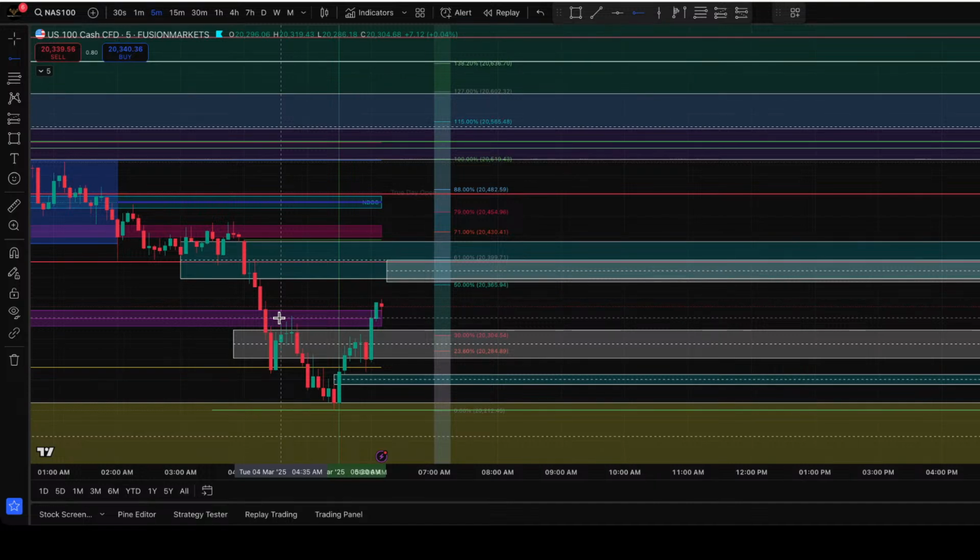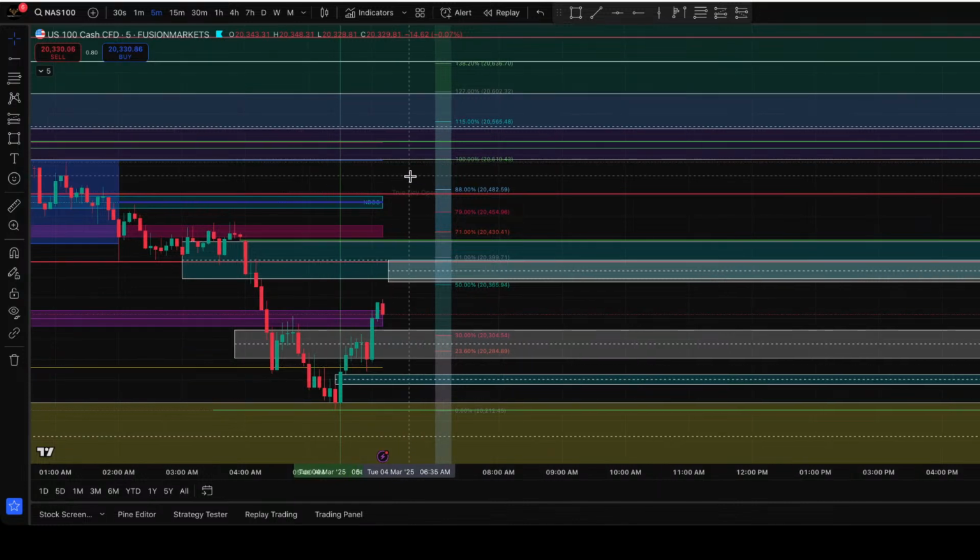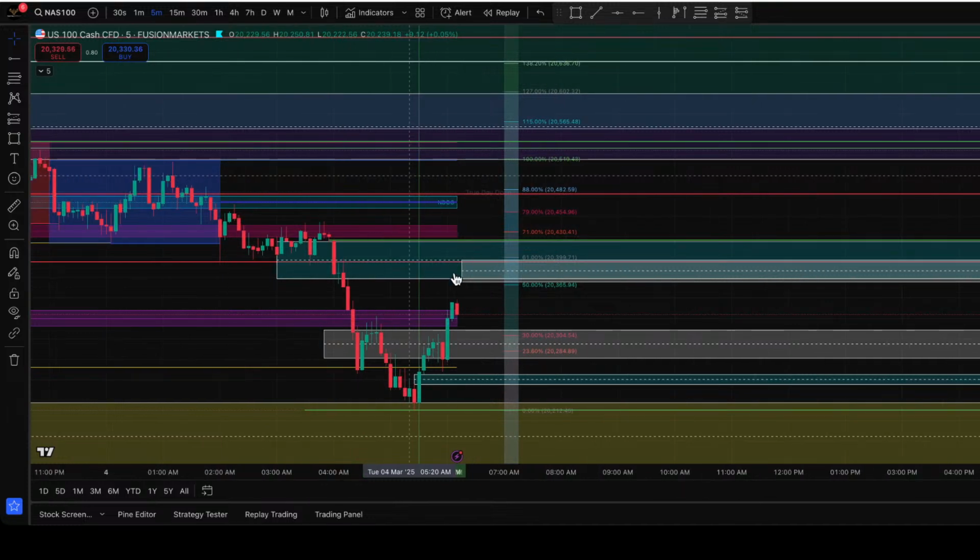Trying to find it right here. What's right there? Right above the green. Just paint it out so it's a little bit more clear. So there's our manipulation range. There's the high, there's the low. Let's see which one gets run first. If we run up here, we could be looking to sell and take out the lows here.